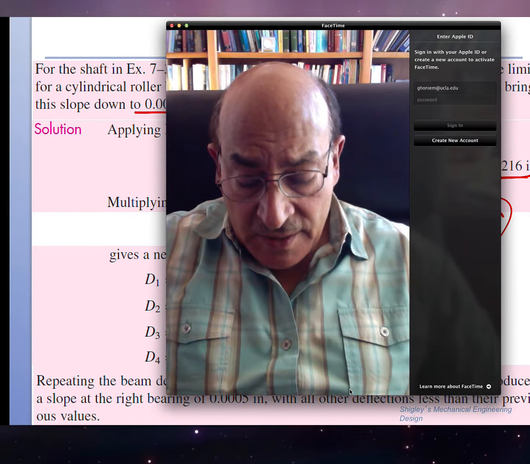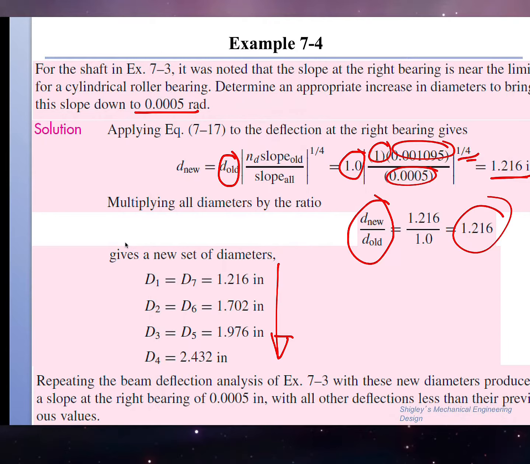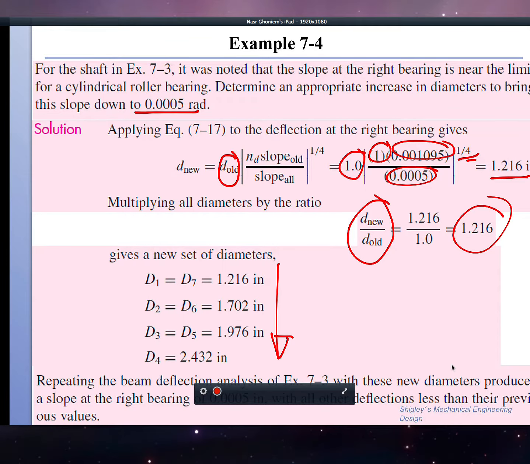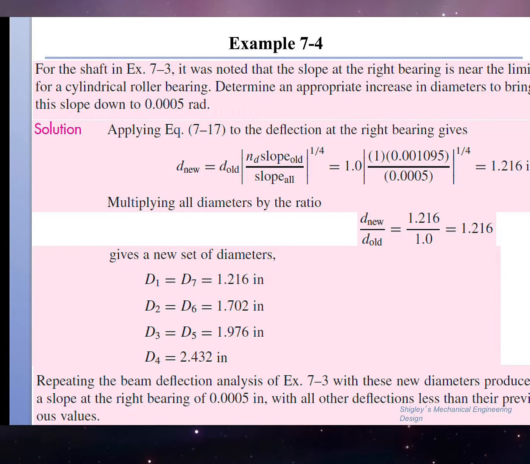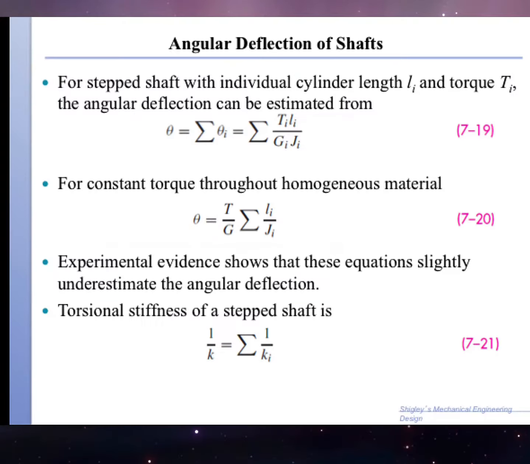So we end up with the middle, which is the main diameter of the shaft, to be raised from 2 to 2.432 inches. And that will satisfy. Definitely we don't really need to redo stress calculations, because at this point we know that we have satisfied both the deflection calculations and the stress calculations.